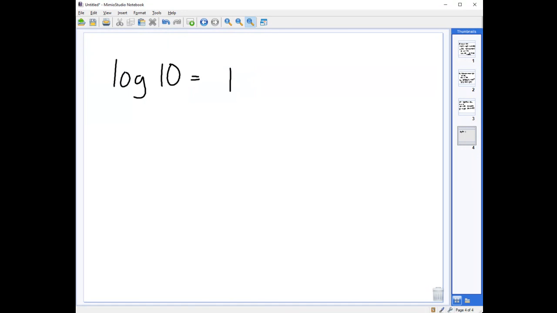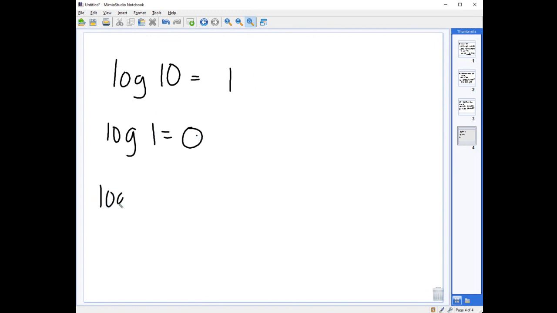Now, the next one says log of 1. Now, if you're using your calculator on your phone, then you want to make sure you're in scientific mode. And Apples and Androids are a little bit different. Again, you're going to have to play around with your calculator to know exactly the way to put this in. So if we put in log of 1, that equals 0. Okay, so 10 to the 0 power is 1.